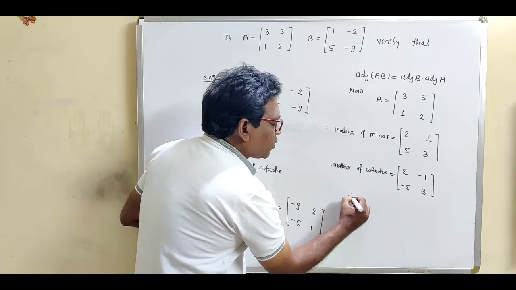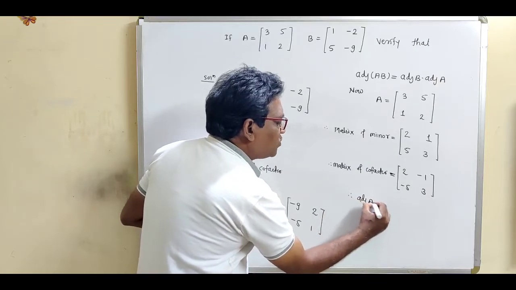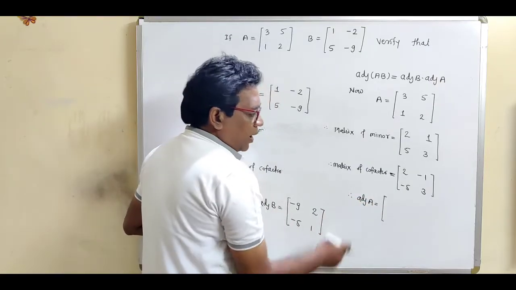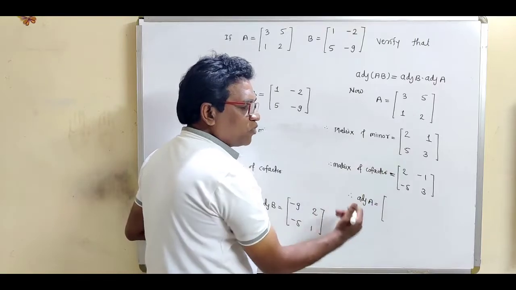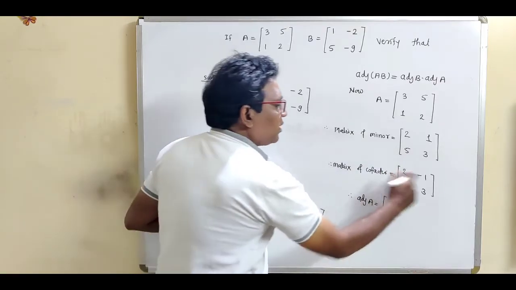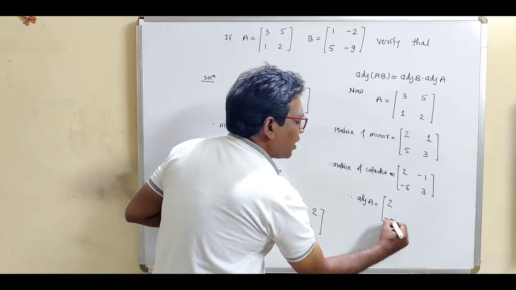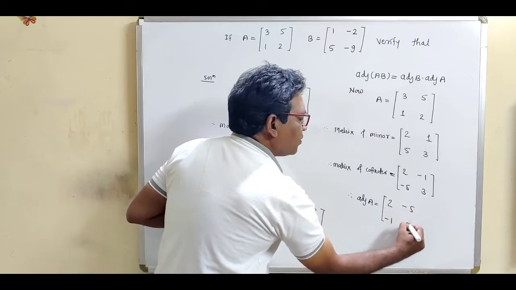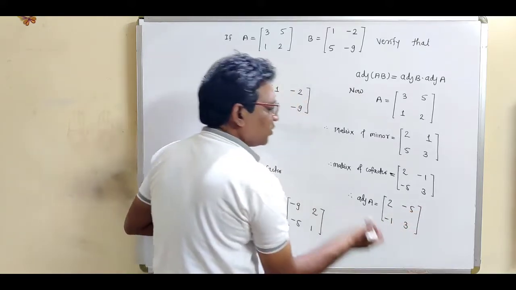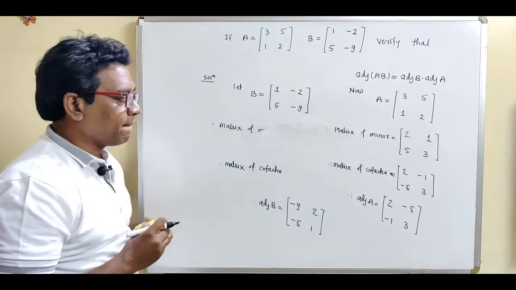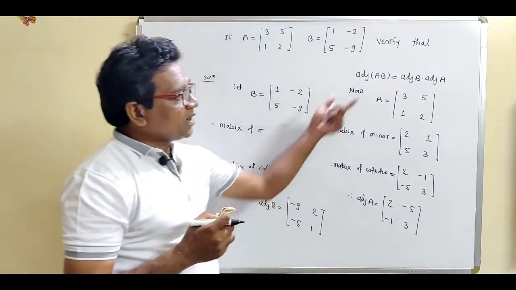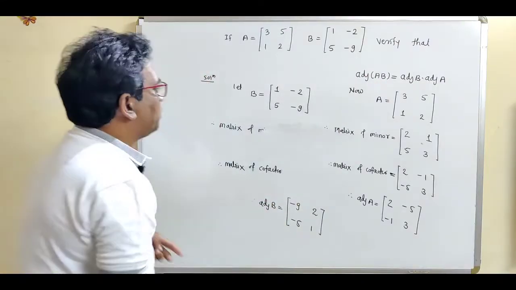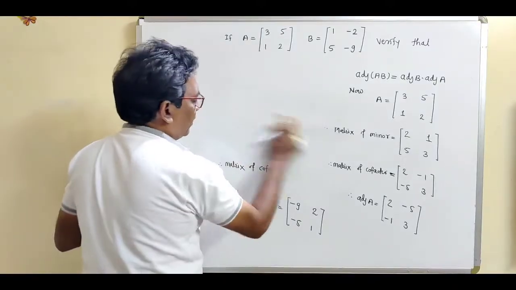Now from matrix of cofactor, now write down the adjoint of matrix A. Adjoint means transpose of matrix of cofactor. Transpose means write first row as a first column, second row as a second column. So this is what the adjoint of matrix is. So let us find out the right hand side, adjoint of B into adjoint of A.